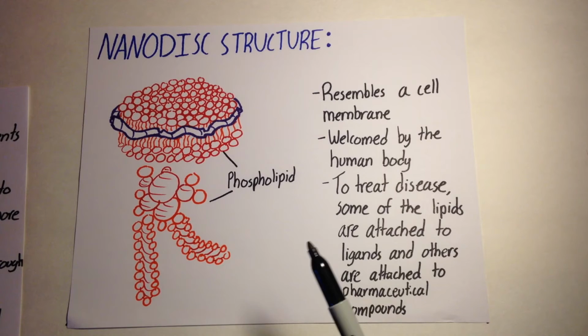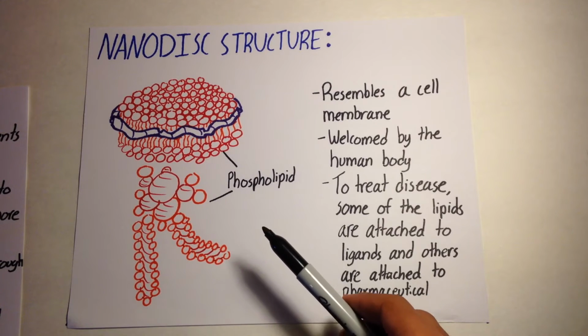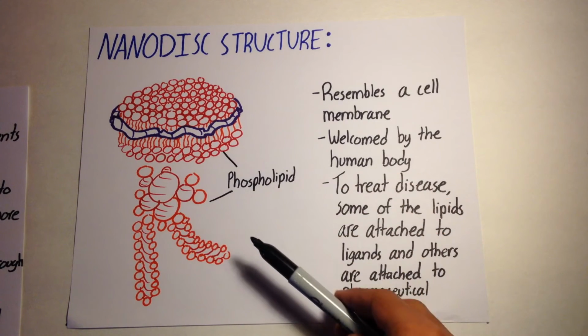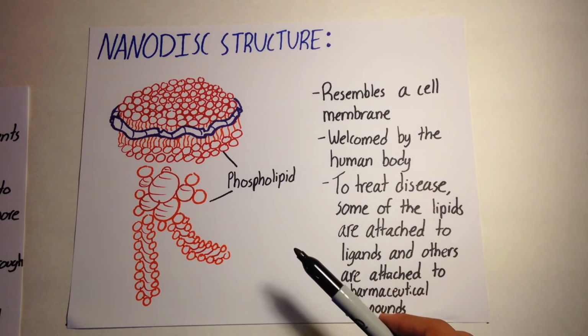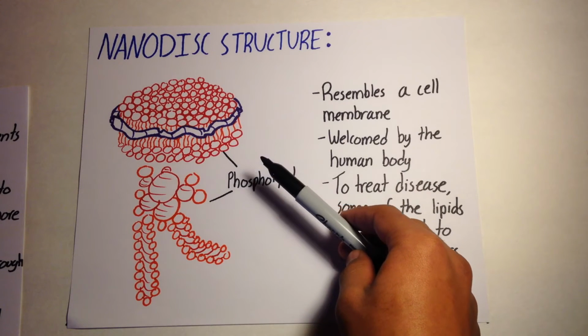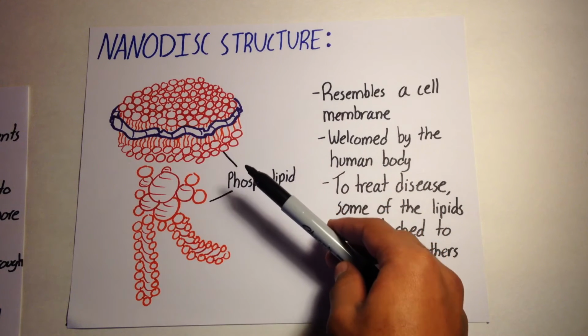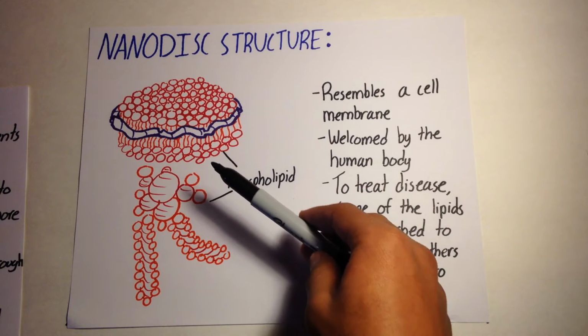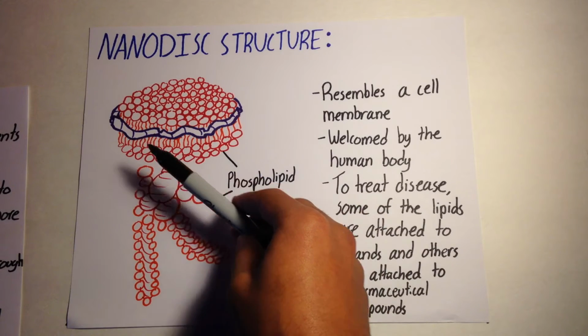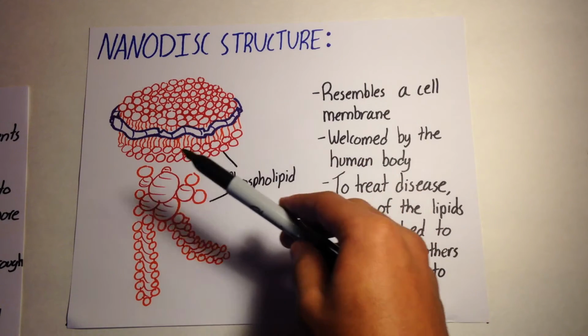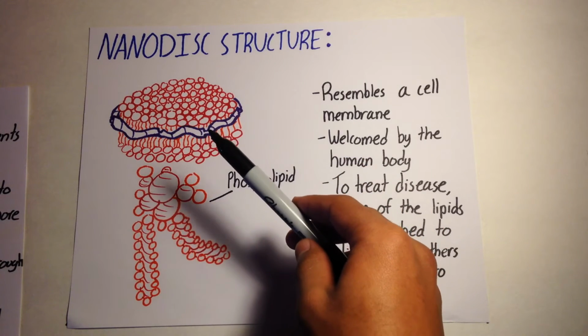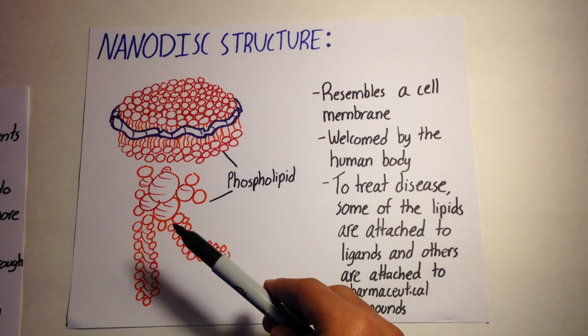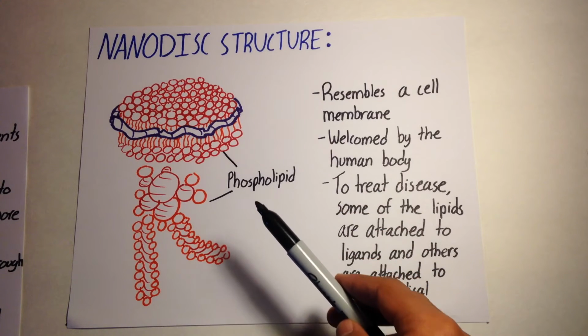So, moving on to the structure of a nanodisc. On the left here, you can see a diagram of a nanodisc in its basic form. Here on top is the nanodisc by itself, along with its main component, the phospholipid. Here you can see the apolipoprotein belt that secures all of the phospholipids. The apolipoprotein belt does this by acting on the hydrophobic and hydrophilic properties of phospholipids.